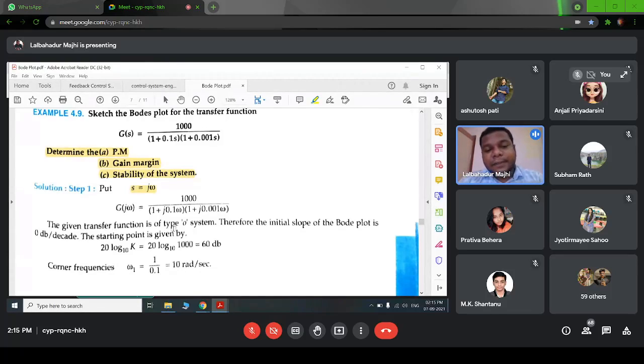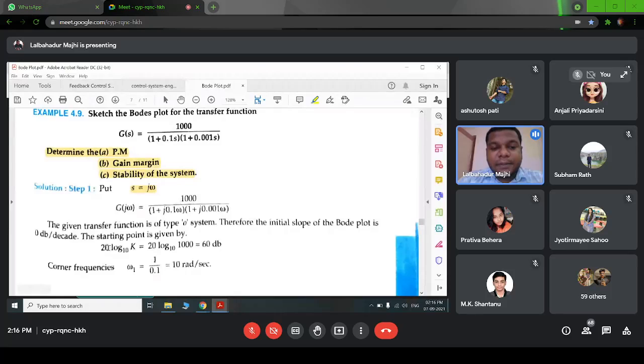So then the starting point, we can calculate the starting point by 20 log K, right? It is valid only for this type 0 system. Okay. For type 1, type 2, do not determine the starting point by this formula. It is only valid for type 0 system. So 20 log K is equal to 60 dB. So this is the starting point on our y-axis.